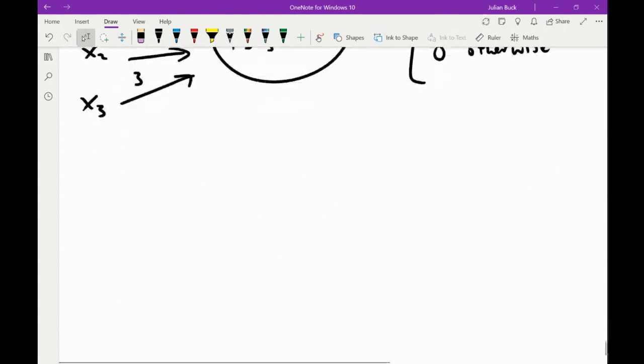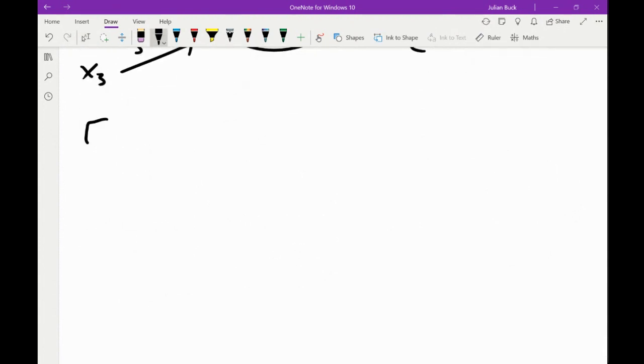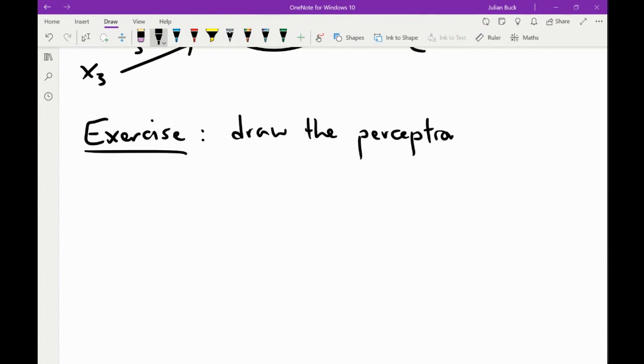So the other two are similar, so I don't want to bore you too much, but here's a little exercise just for you to do on your own. It could be helpful for understanding. So draw the perceptrons for scenarios 3 and 4.